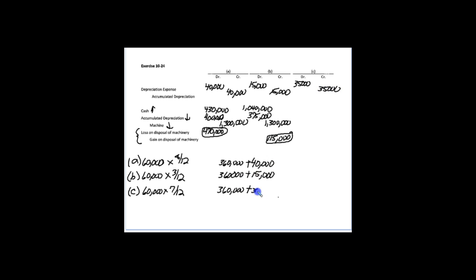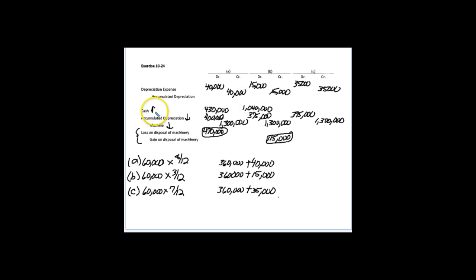So add that to our beginning balance of accumulated depreciation, and that gives us accumulated depreciation of $395,000. And again, when we donate it, we're going to remove the full book value. So what's in the accounting records at the date of donation? We want to remove the accumulated depreciation and the machine account.